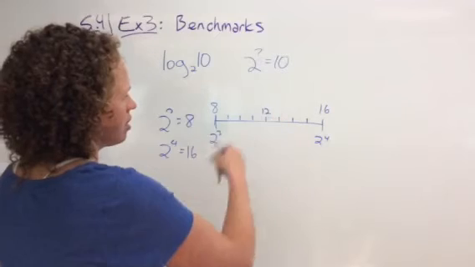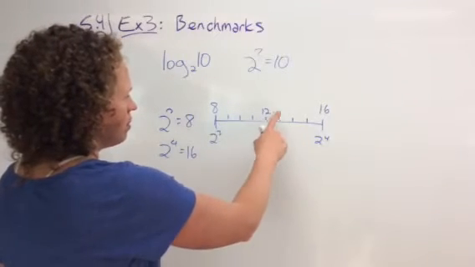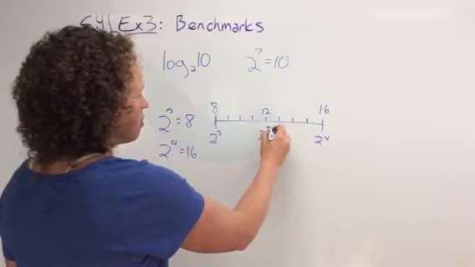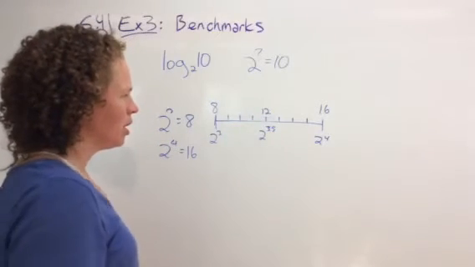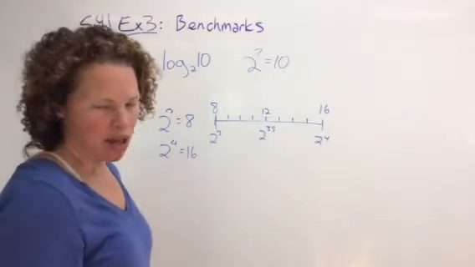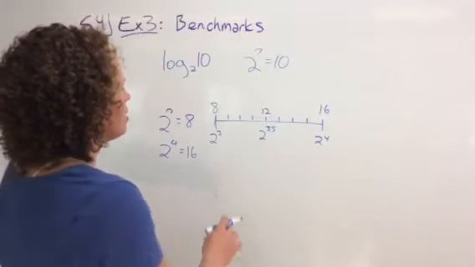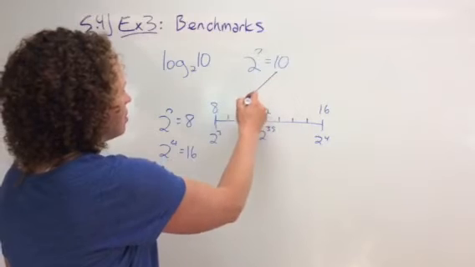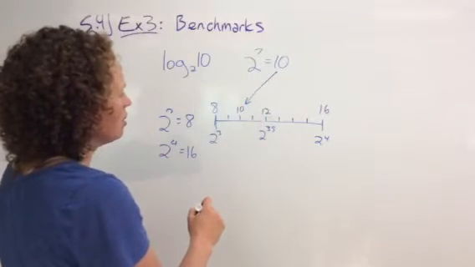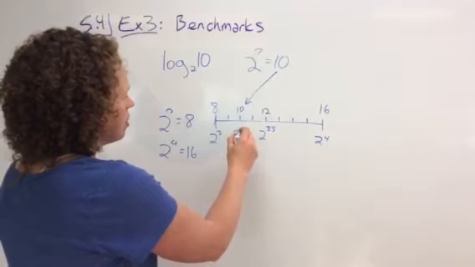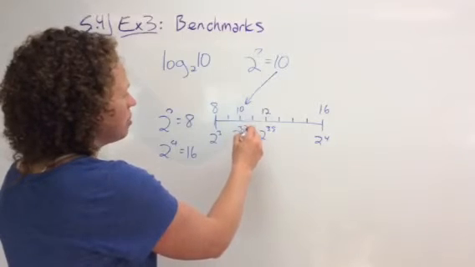So there's 3 ticks on either side. 12, 13, 14, 15, 16. So this is 2 to the power of 3.5 approximately. Approximately. It's not perfect, but it's approximate. And now we need to know where 10 sits. So 10 sits here, and that's at about 2 to the power of 3.25.